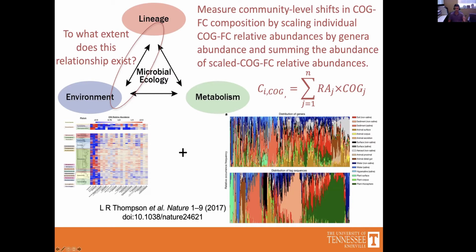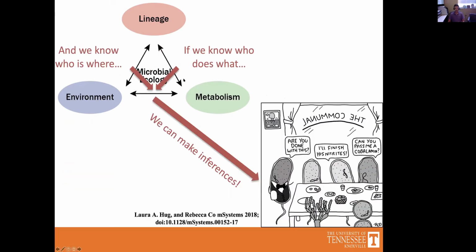I don't mean to throw this equation at you, but what we want to do is measure community-level shifts in metabolism. So we can scale the relative abundance of a given lineage against the relative abundance of individual COG categories, and then sum those up to get a COG profile for that community. That's what we did. Again, the idea is that if we know what lineages do and we know where they're at, we can make inferences about what they're doing.